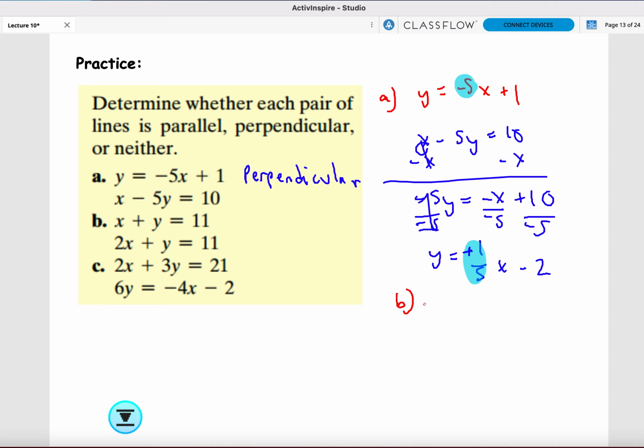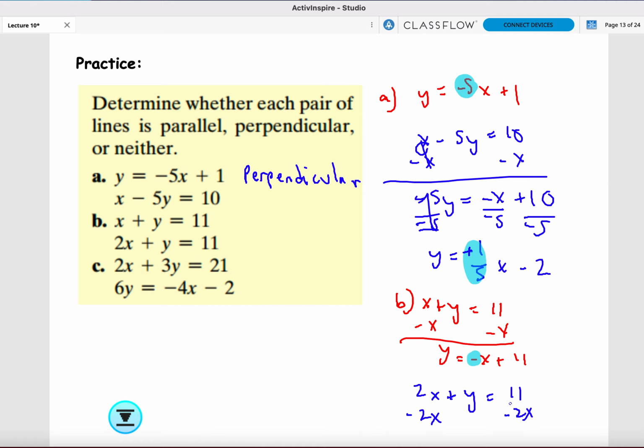So B, x plus y equals 11. Subtract x on both sides, we get y equals negative x plus 11. So we know m is equal to negative 1. So the second equation, we get 2x plus y equals 11. So subtract 2x on both sides. So then we get y equals negative 2x plus 11. So right there, m is negative 2. They're both negative, so they're not opposite. They're not the same, so this is going to be neither.